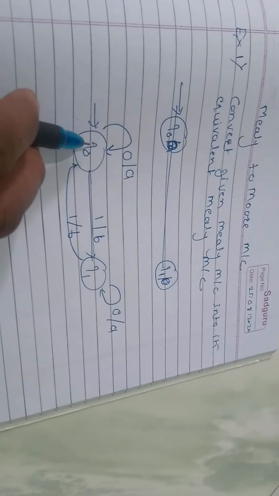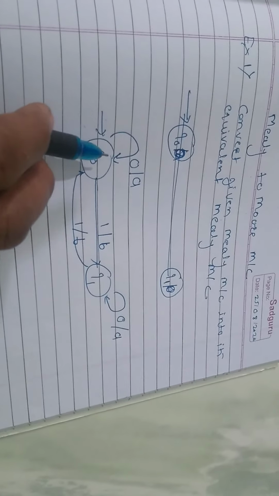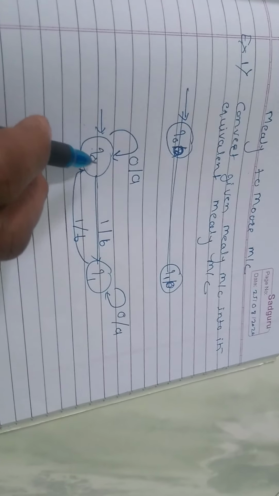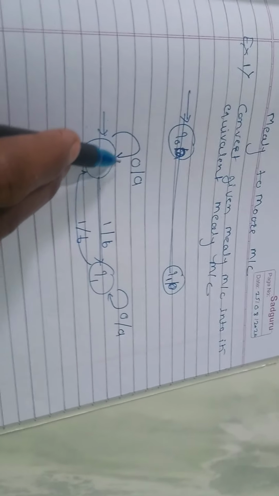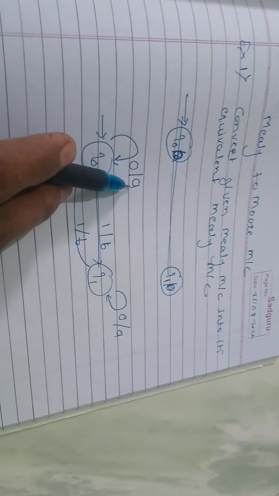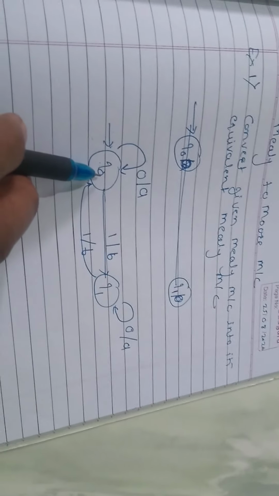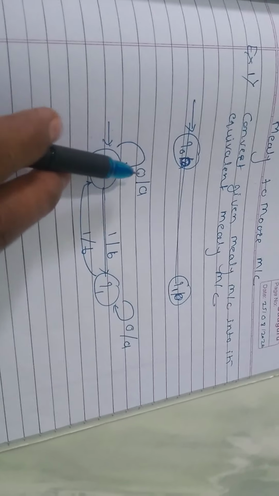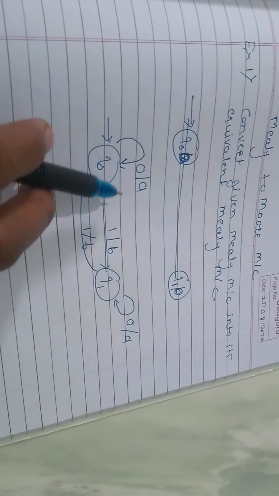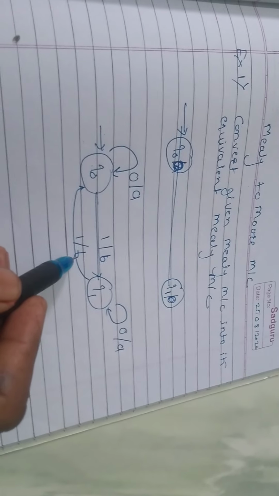Now we have to go state by state. Let's consider the state Q0. Then next we have to see all the incoming transitions coming towards Q0. This is one incoming transition, and this is another incoming transition. Now we have to identify all the output symbols associated with all incoming transitions towards the state Q0. For Q0 there are two incoming transitions; this one has the output symbol A and this transition has the output symbol B.